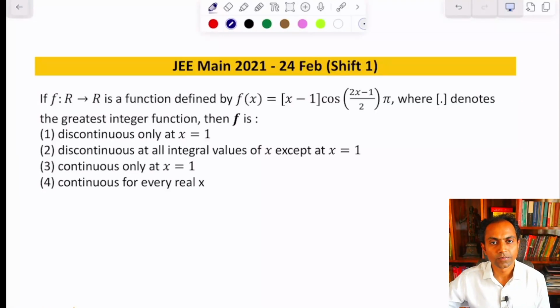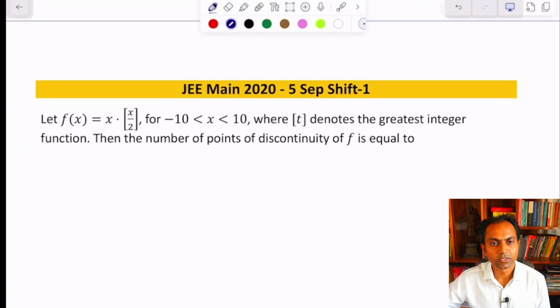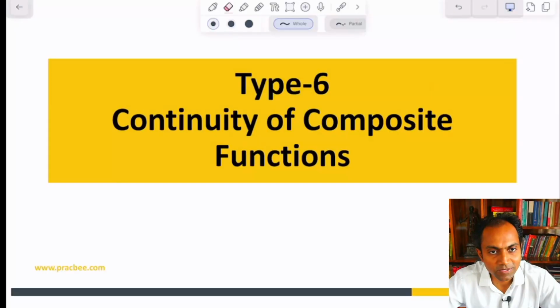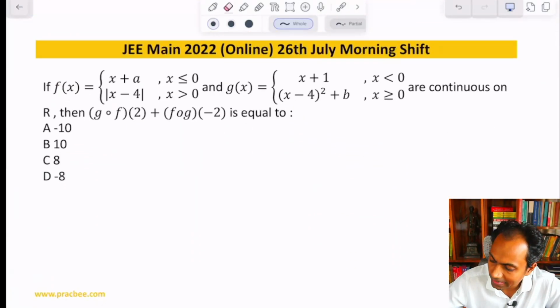Now this question in 21, and this question in 20 can also be solved using interpretation. Now the next type of problems are based on continuity of composite function. Let us start with a simple question that came in 2022.